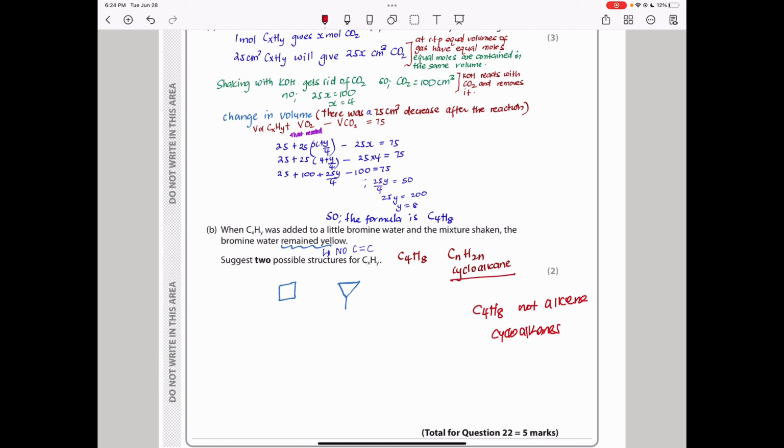You can see here, it could be that, or it could be that, like this structure here. It could be anything, basically. If you do like that, it could be any, but this and that are exactly the same. So you could say this or that. Because they said suggest two possible structures, I went with this, which is a cyclobutane, and this one here. So this brings us to the end of question 22. Let us move on to question 23.